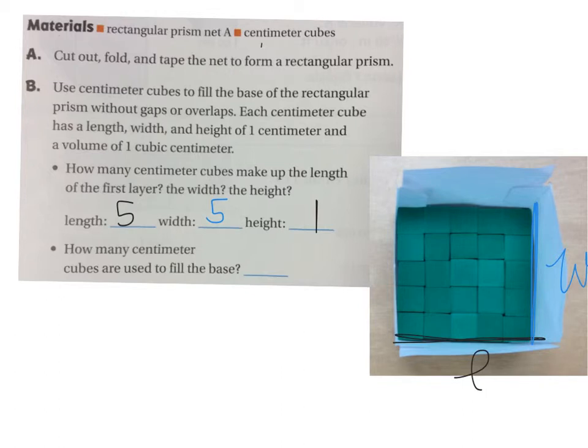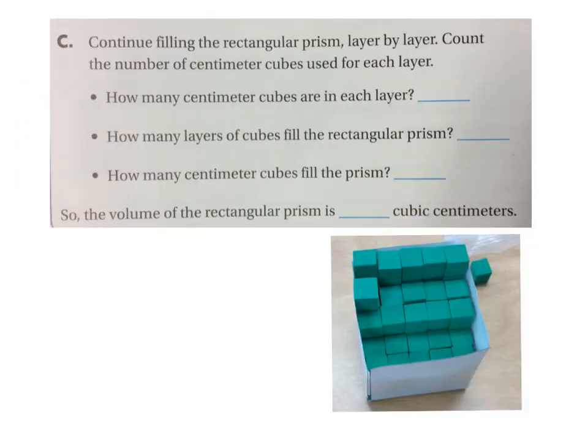How many centimeter cubes did I use altogether to completely fill the base of my rectangular prism? Claire? 25 cubes, okay. Now, did I find the total volume, or how much space this whole rectangular prism takes up? No. I'll have to make more layers of 25 blocks, won't I? Now let's see how many more layers I will need. In one layer, how many are there? Joseph? There's 25 unit cubes in each layer. Thank you.